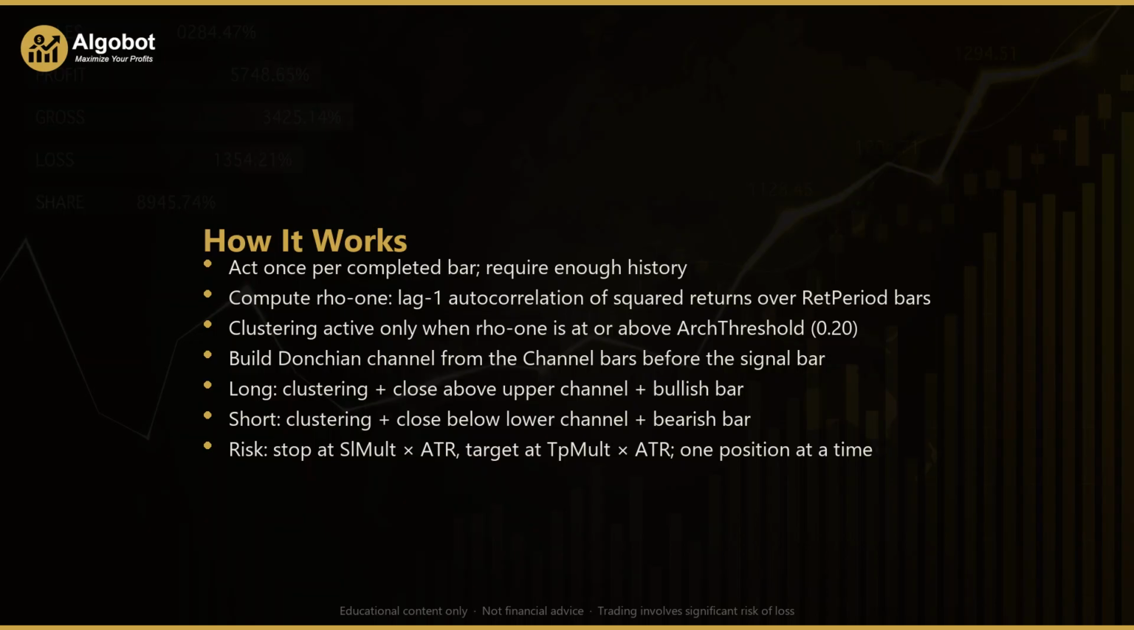Finally, risk management. The strategy measures the average true range, a simple average of recent true ranges, to gauge current volatility. On a long, the stop loss is placed 1.5 times the ATR below entry, and the take profit 2.5 times the ATR above it. That's a reward to risk ratio of roughly 1.5 to 1. Shorts use the same distances mirrored. One position at a time, and a fresh extreme resets everything.